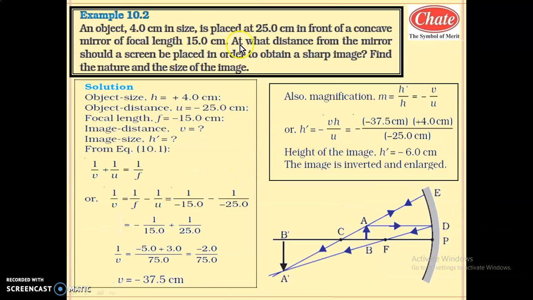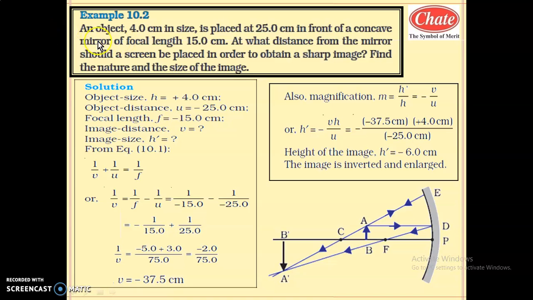Let us study the next question. It is again from your NCERT textbook. An object 4 centimeter in size. Here is a comma, which means some different values are given. An object 4 centimeter in size, so this is the height of the object H. It is placed 25 centimeter in front of a concave mirror.